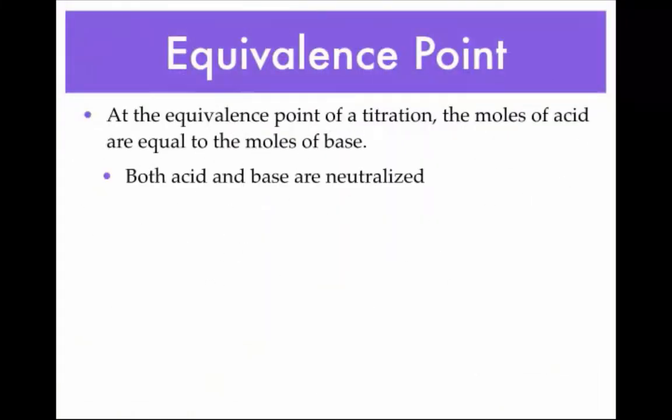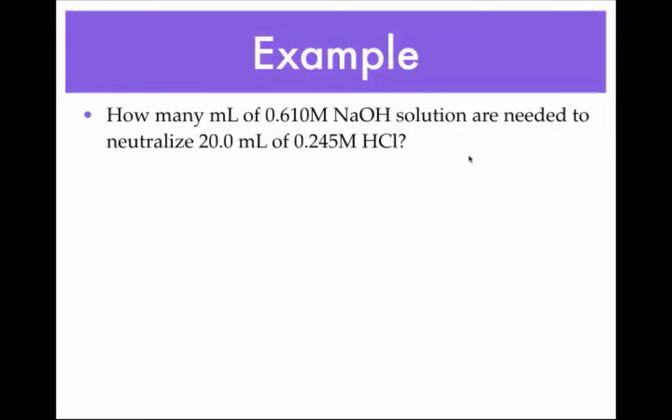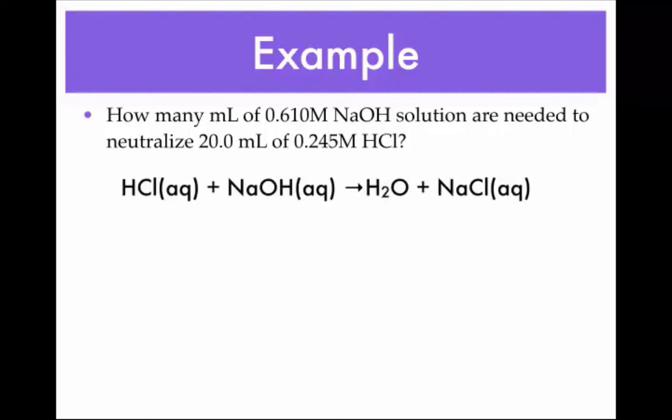Let's talk about equivalence point. So at the equivalence point of a titration, again, the moles of acid are equal to the moles of base. At that point, both the acid and the base are neutralized, and what's left is a salt. We can also determine how much acid or base it's going to take to neutralize a particular solution. So maybe we want to ask how many milliliters of this base solution are needed to neutralize 20 milliliters of this acid solution. Well, here's our complete molecular equation here.